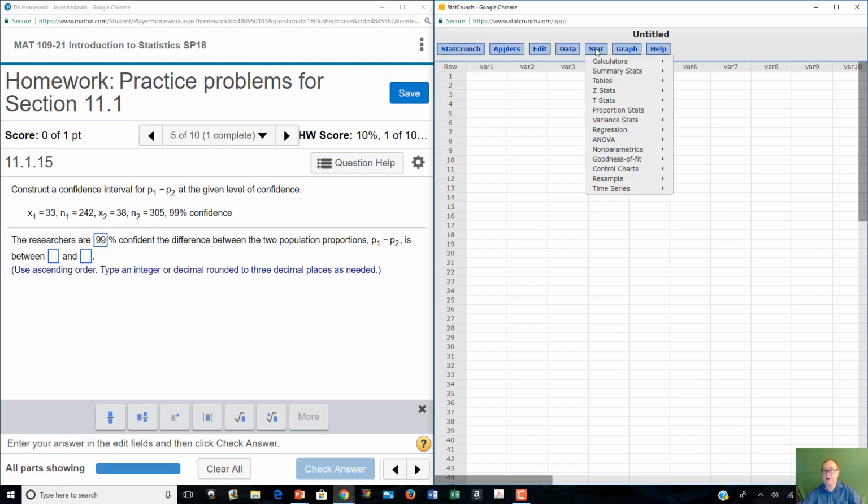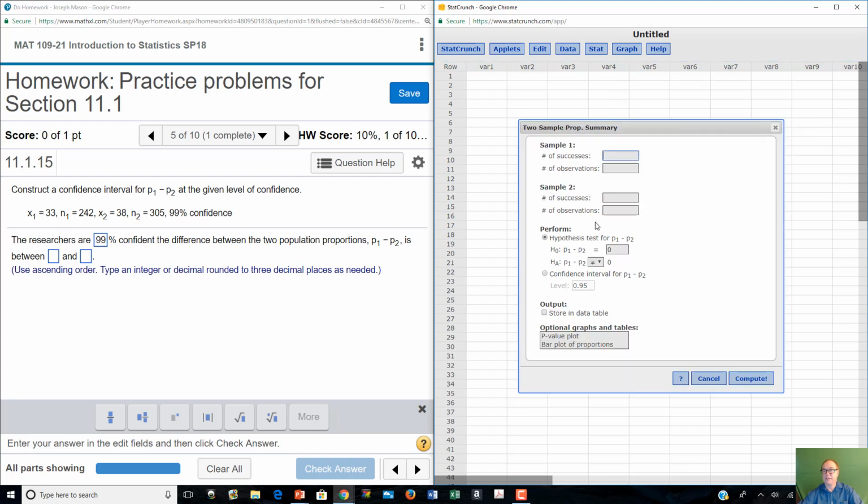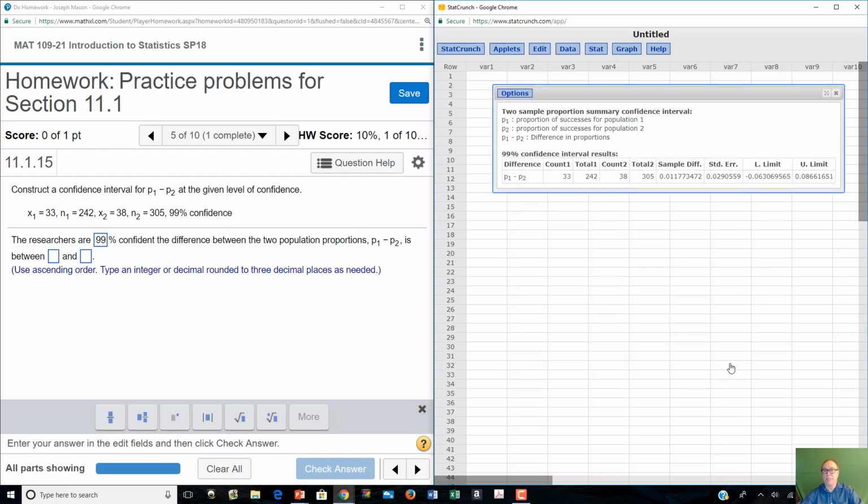So we go to StatCrunch, proportion, 2 samples, with summary. Now I enter X1, N1, so that's 33,242. And sample 2 would be 38,305. Click confidence interval, and I want a 99%, so I change this 0.95 to 0.99, and click compute. And over here is my lower limit and my upper limit.